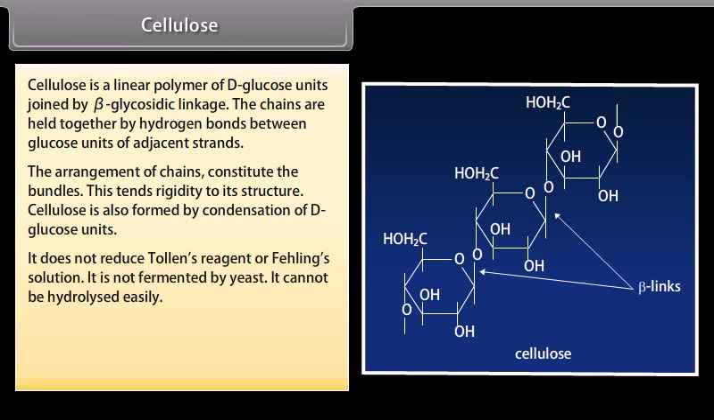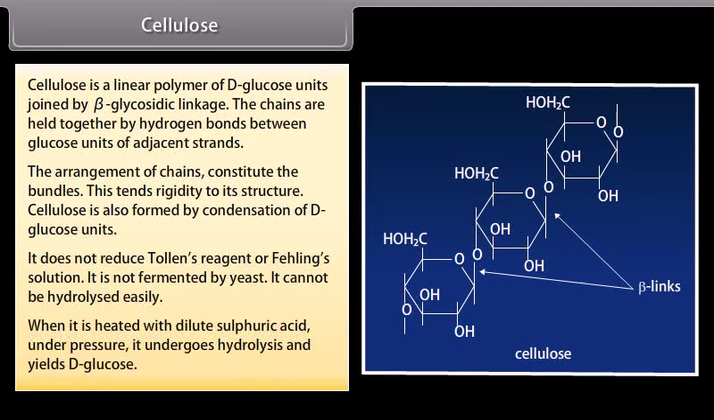It does not reduce Tollens reagent or Fehling's solution. It is not fermented by yeast. It cannot be hydrolyzed easily. When it is heated with dilute sulfuric acid under pressure, it undergoes hydrolysis and yields D-glucose.